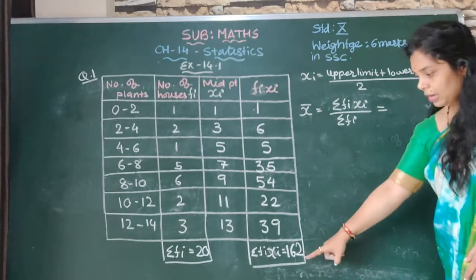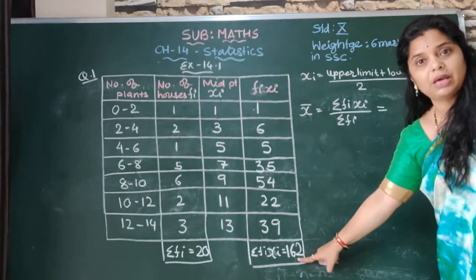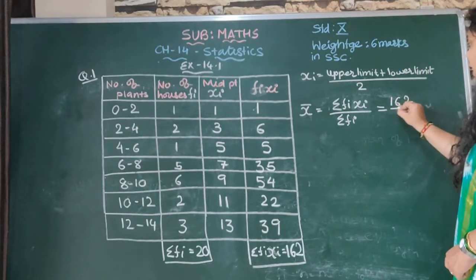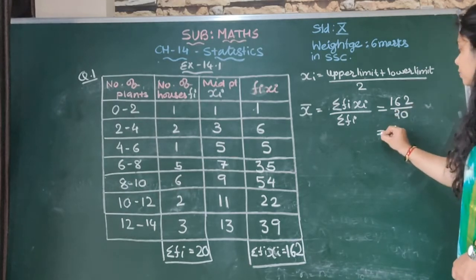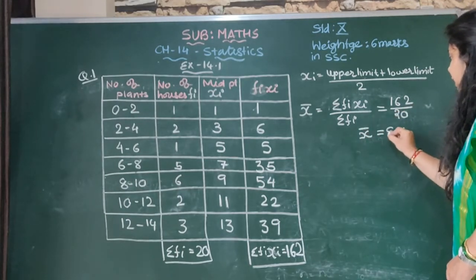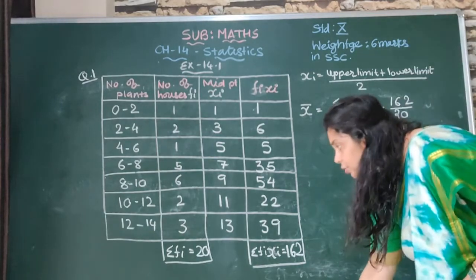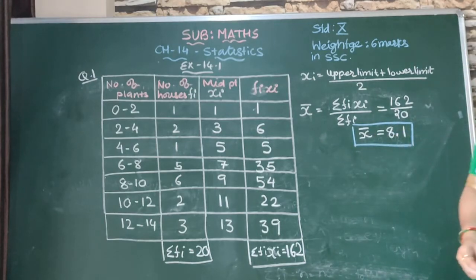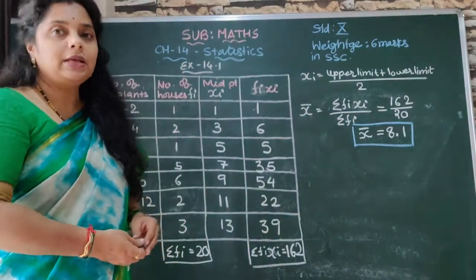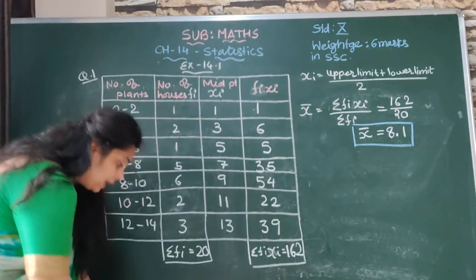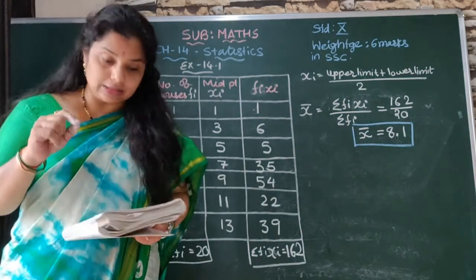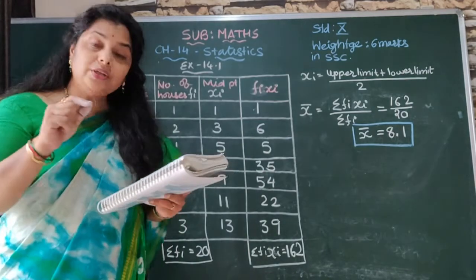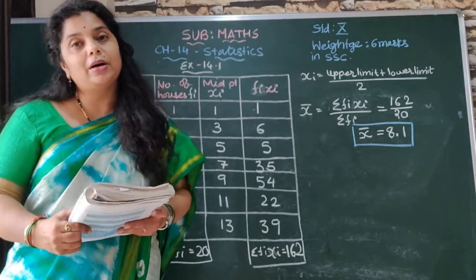So here, what is the value of sigma fi xi? It is 162. So it is 162 by 20. And therefore, x bar we get is 8.1. So this is our main answer. The mean of the given data is 8.1, or you can write the last answer like this: the mean number of plants, or we can say 8.1 plants, per house.